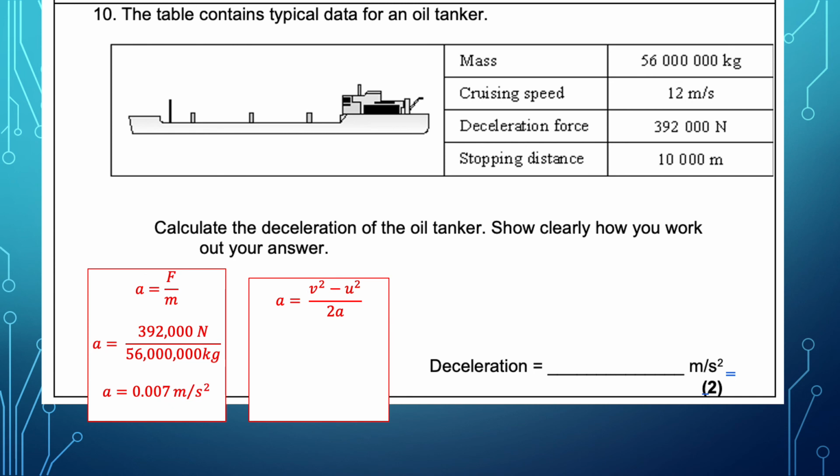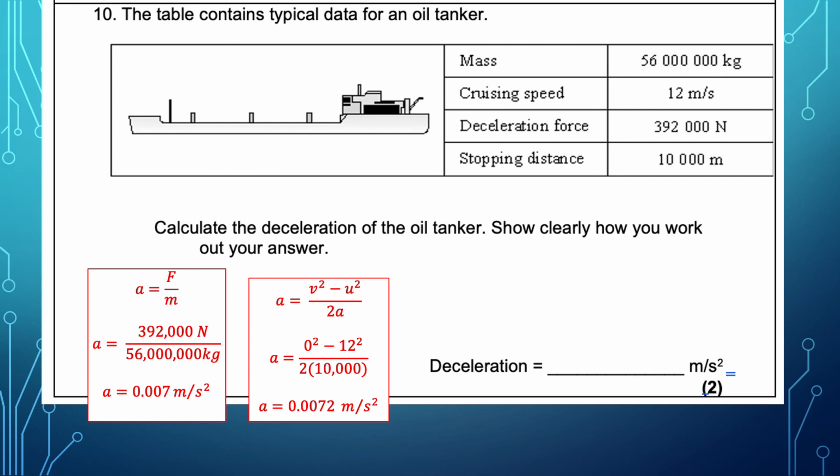So if you want to figure this out, basically you have a equals 0 squared minus 12 squared divided by 2 times 10,000. And you're thinking, where did I get 0 from? That's because you're assuming, and this is why this is the more complicated way, that the tanker will come to a stop if it's decelerating. And so 0 minus 12 squared is minus 144, divided by 20,000 on the bottom there.